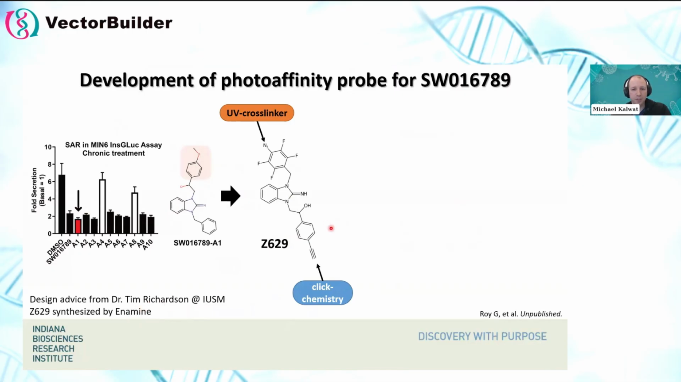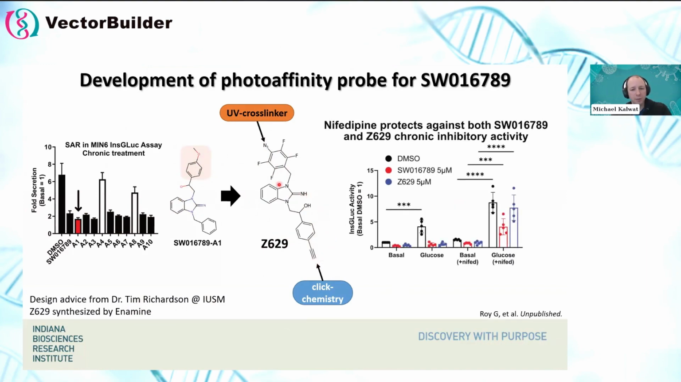Richardson here at IU. We used a fluorinated aryl azide ring, and the azide is amenable to UV cross-linking. On the other side of the compound, we attached an alkyne group for click chemistry. After we made this probe, we confirmed that it had the same activity as the original compound in a chronic treatment. It causes a loss of insulin secretion in response to glucose, which can be protected against if you provide nifedipine. So we felt confident that this probe was exhibiting the same activity as the original compound.